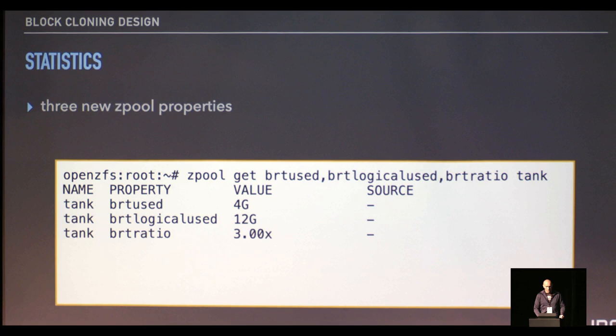So there are three new pool properties, so we can see how BRT is being used. The first value, BRT used, is how much data was actually cloned, then BRT logically used, how much space it would use without block cloning, and BRT ratio. So basically, you can calculate this BRT ratio by dividing those two values.